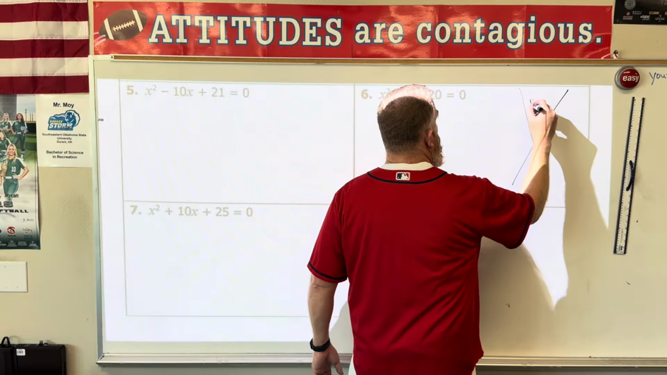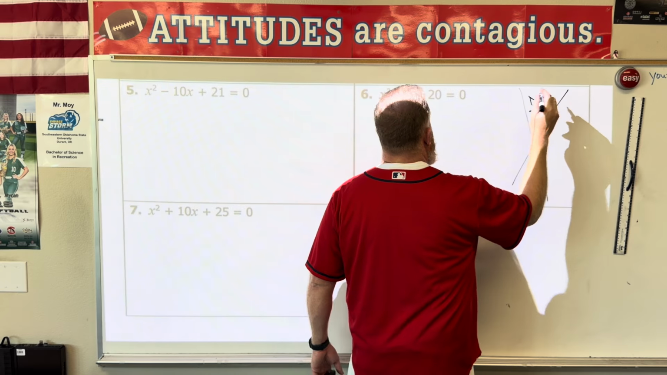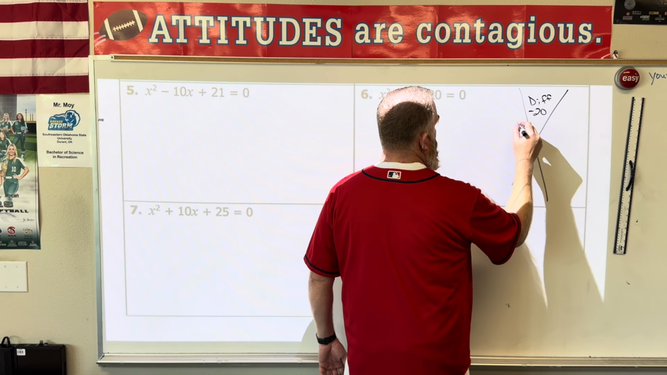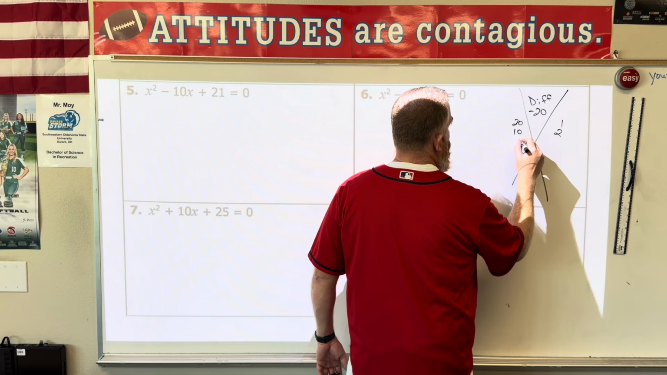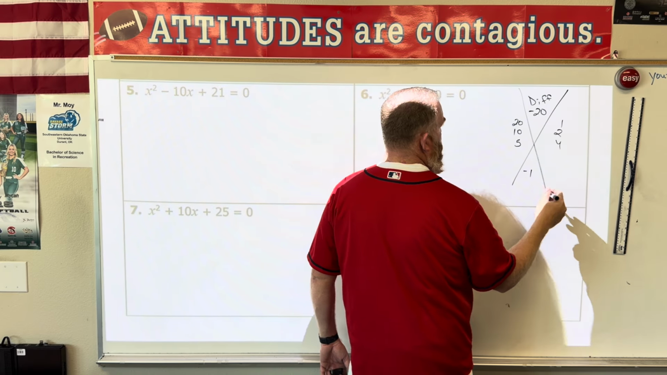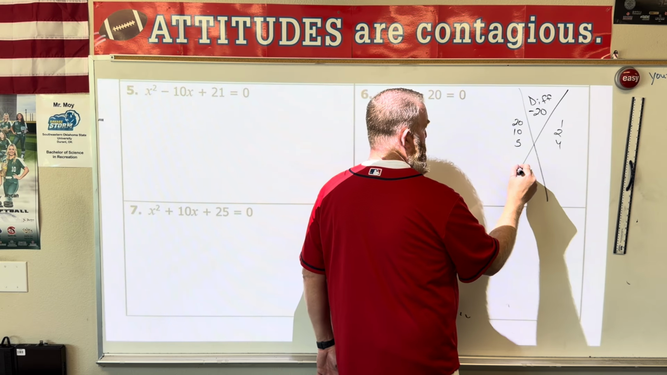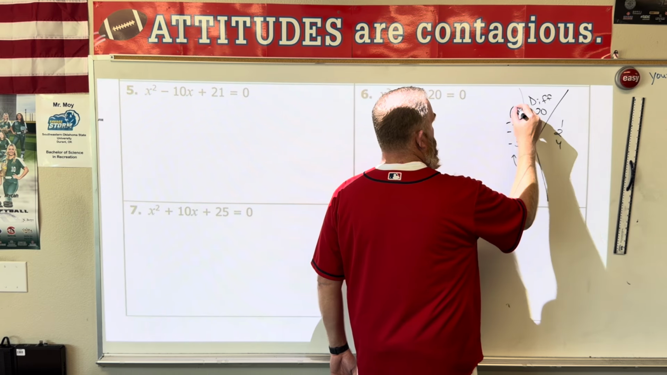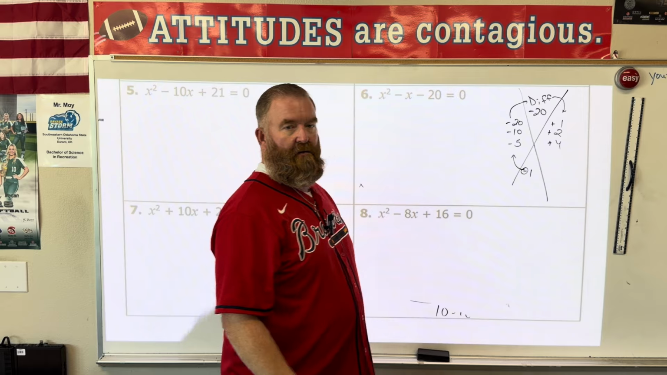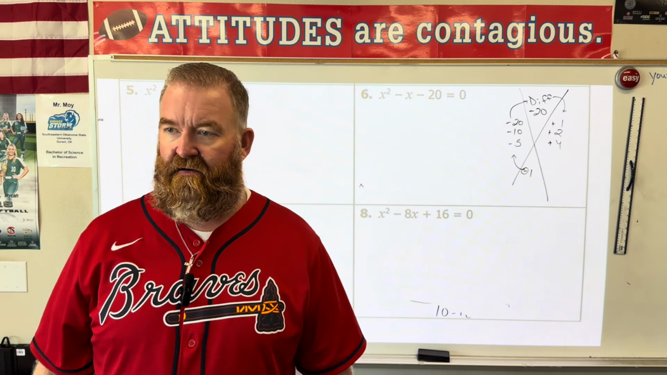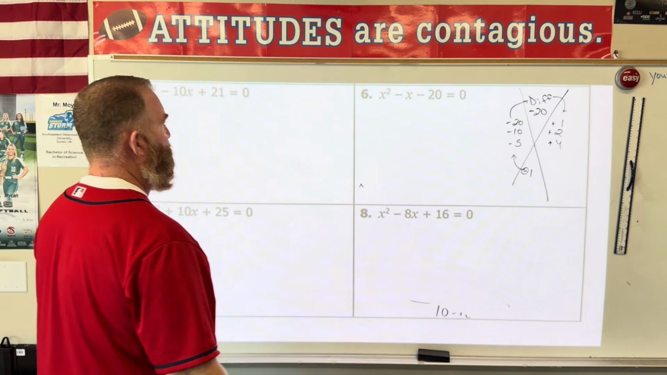Negative 20. That means they're going to be different. Yes? Negative 1. Okay, so I've got 20 and 1, 10 and 2, 5 and 4. I believe that's it. Negative, which means my larger numbers are going to be negative. They need to be different, so this side's going to be positive, positive, positive. Correct? All right, which combination adds up to be negative 1?